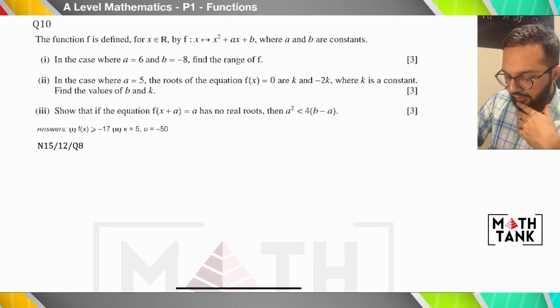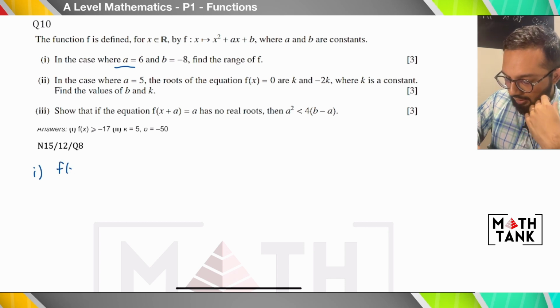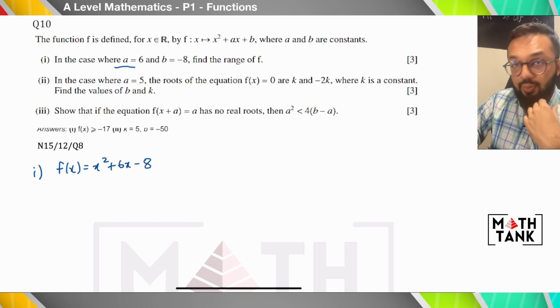This says the function f is defined by this, where a and b are constants. In the case where a equals 6 and b equals minus 8, find the range of f. So if I want to find the range of f, I will have to sketch this curve, and this is a quadratic curve. In order to sketch this, I need the turning point.